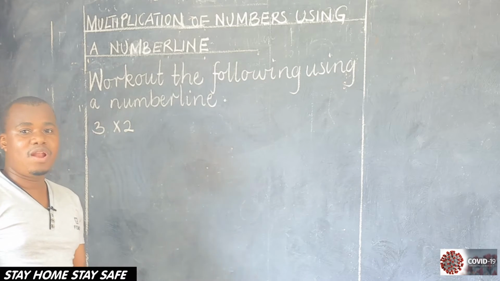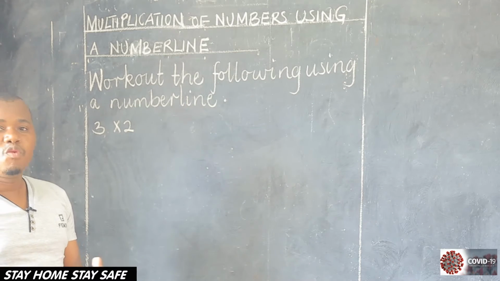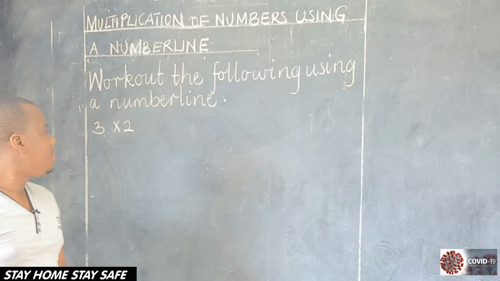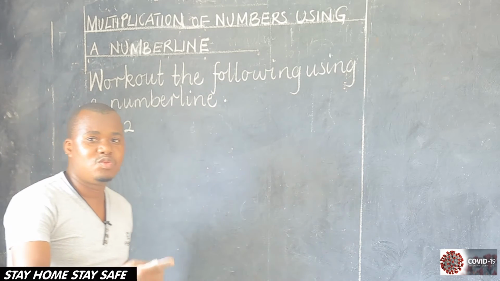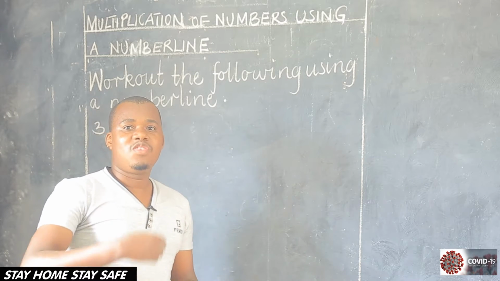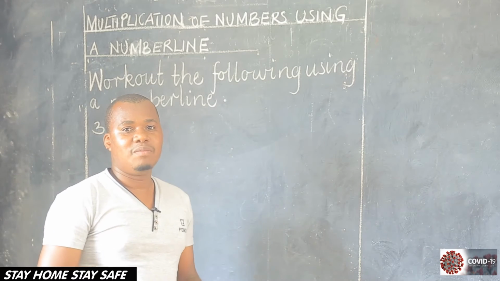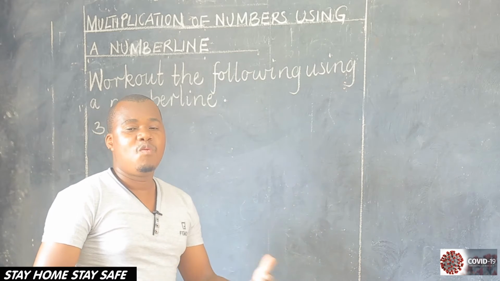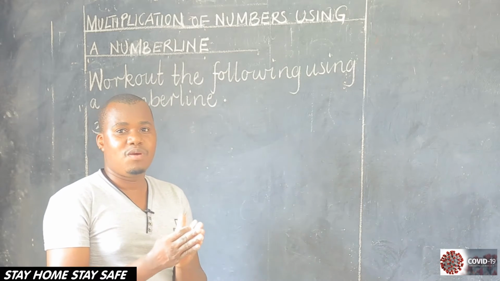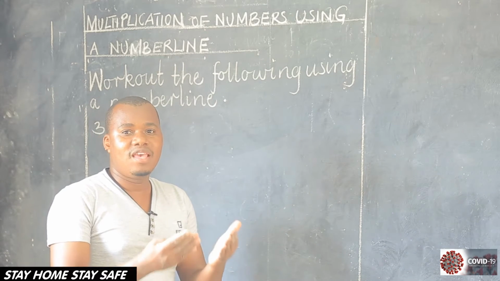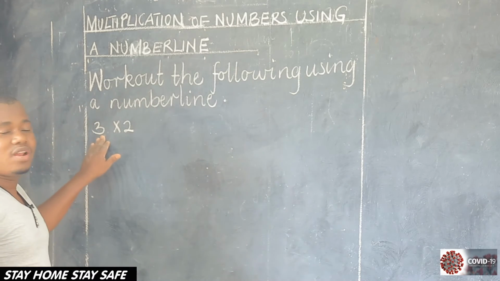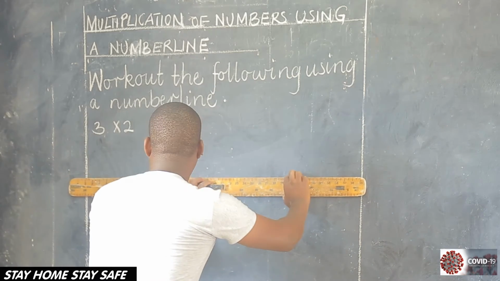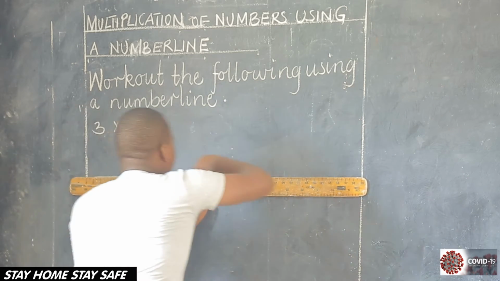Now, this time on a number line, we don't say 3 groups of 2 items. We say something related to that. And what is that? We say 3 jumps of 2 steps. Meaning you're going to make a jump, but each jump you make will have 2 steps. And how many jumps are you going to make? 3 jumps for the case of this one here. So let's do it and see.